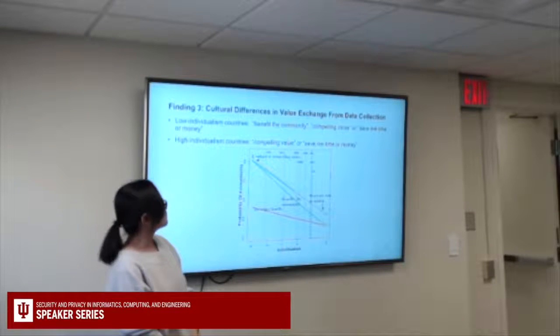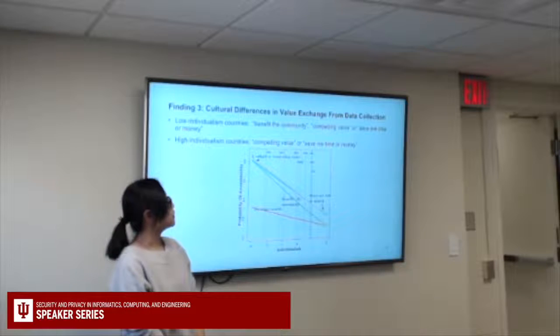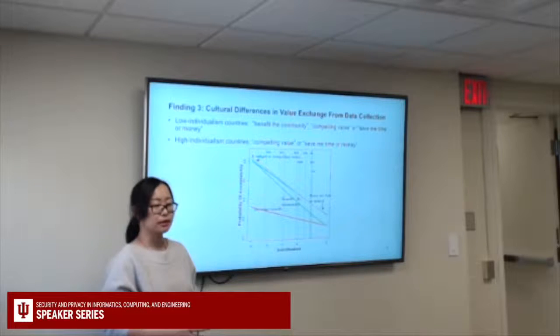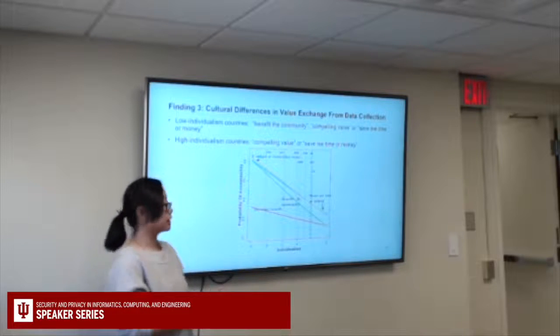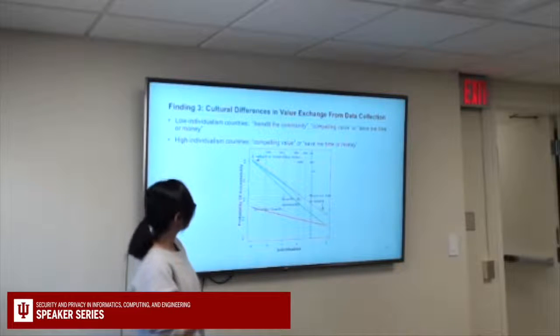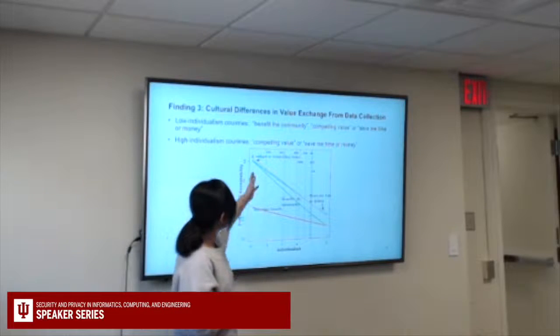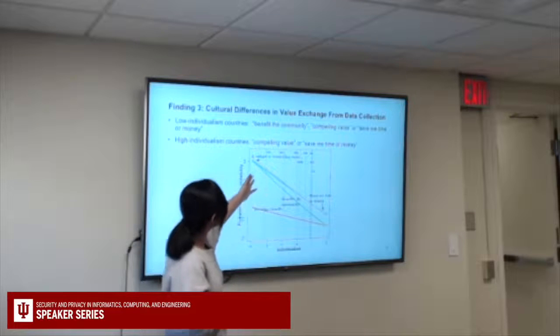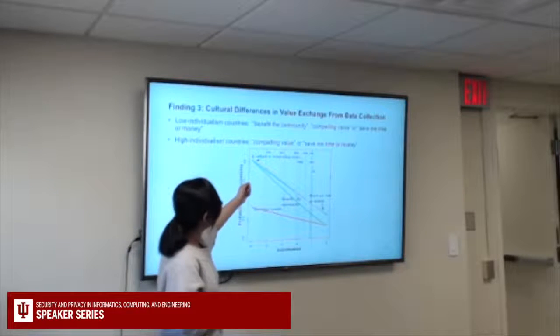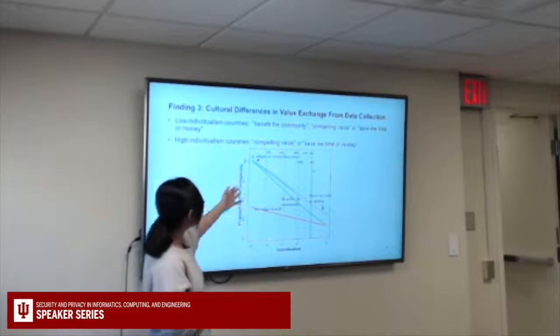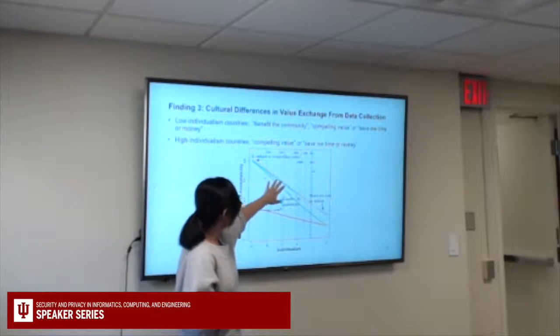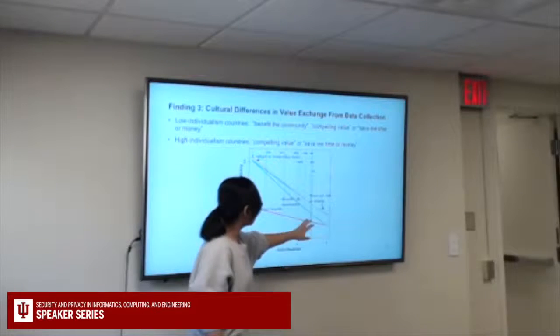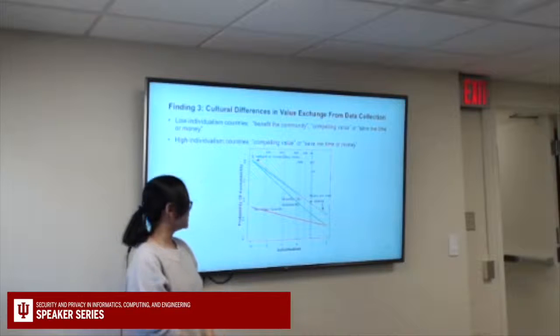This slide is about the cultural differences in value exchange from data collection, which means what kind of value users can get from the data collection. For collective countries, a unique compelling value, benefiting the community, and saving me time or money are equally accepted. But for individualist countries, benefiting the community is less acceptable.